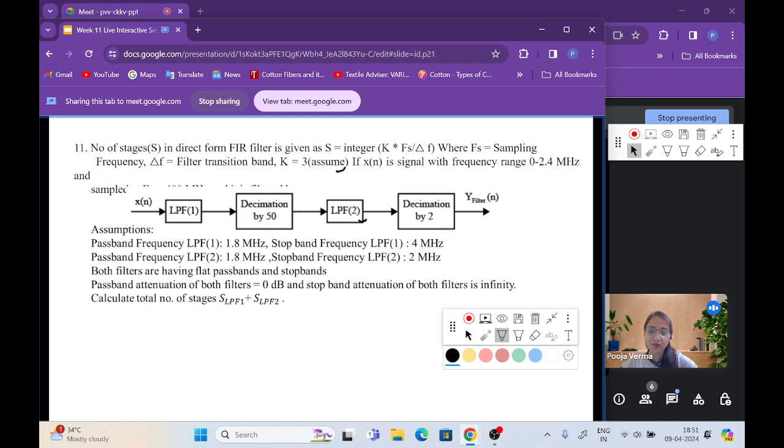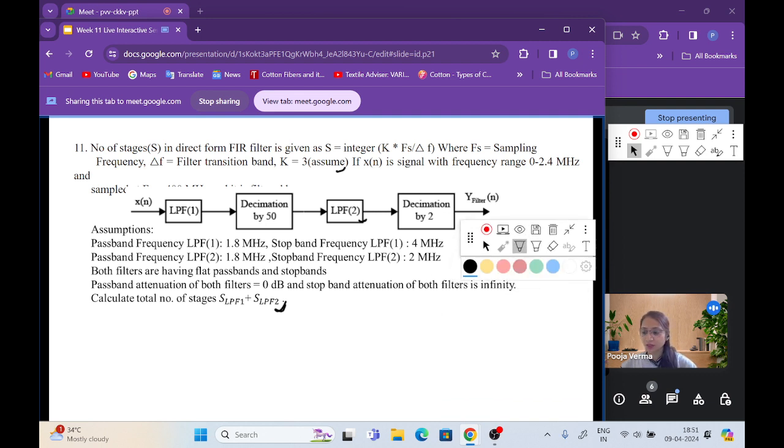Both filters are having flat pass bands and stop bands. It is also given that pass band attenuation for both filters is 0 dB and stop band attenuation of both filters is infinite. So calculate the total number of stages, that is S of low pass filter 1 plus S of low pass filter 2. So now how we will solve this question?